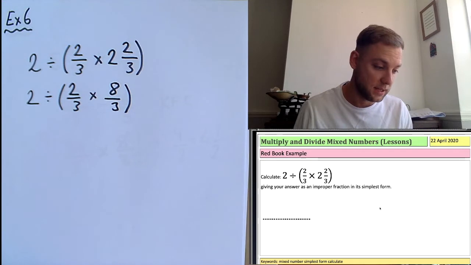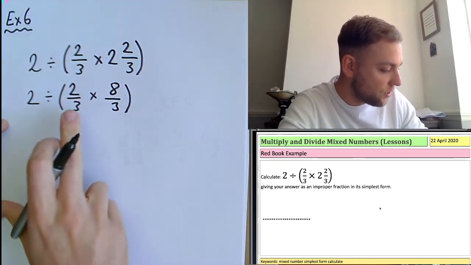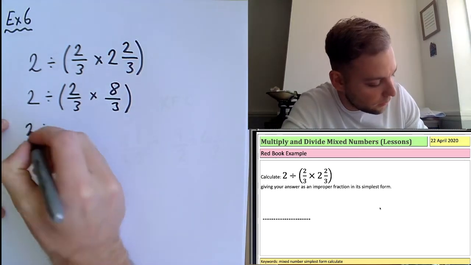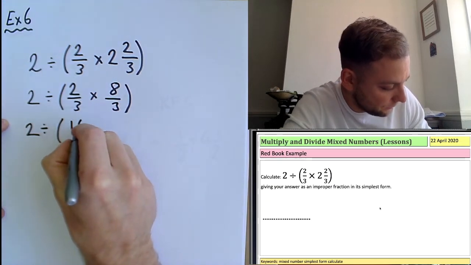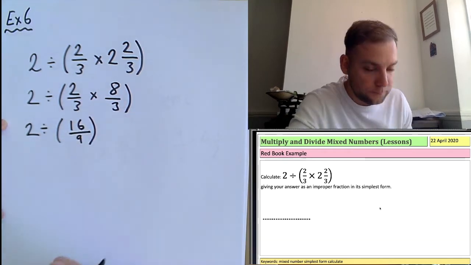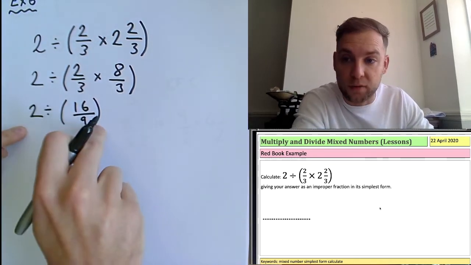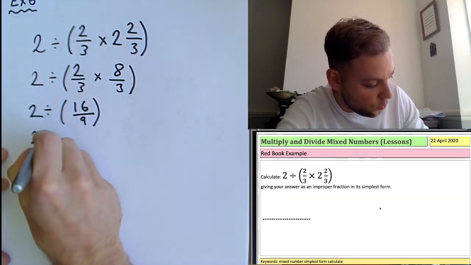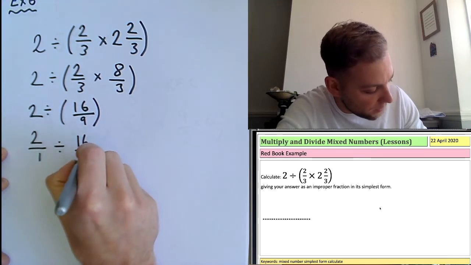Then I'm going to start doing these. So you've got to do this bracket first. So does anything on the top cancel with anything on the bottom? No, it doesn't. So 2 divided by 2 times by 8 is 16. 3 times by 3 is 9. Now I'm doing 2 divided by all of this, so I want this to look like a fraction. So it's going to be 2 over 1 divided by 16 over 9.